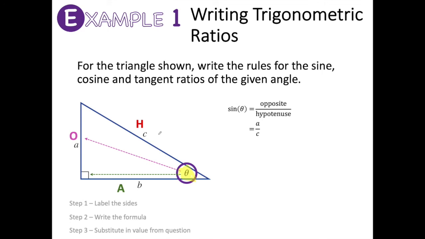Going back now for cos, writing the formula, cos equals adjacent over hypotenuse. My adjacent side is b, my hypotenuse side is c. So cos of the angle is equal to b over c. And for my last ratio, I have tan. Tan of an angle is equal to opposite over adjacent. My opposite side is a, my adjacent side is b. So tan of the angle is equal to a over b. That's an example of how we use the trigonometric ratios and apply them to a question to write the ratio for each of sine, cos, and tan.